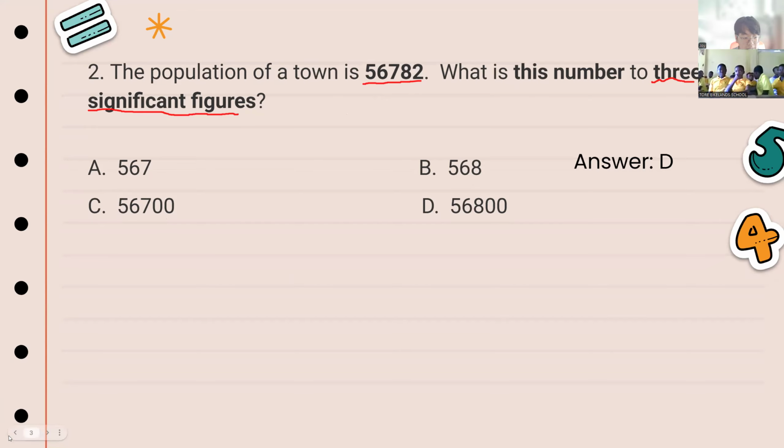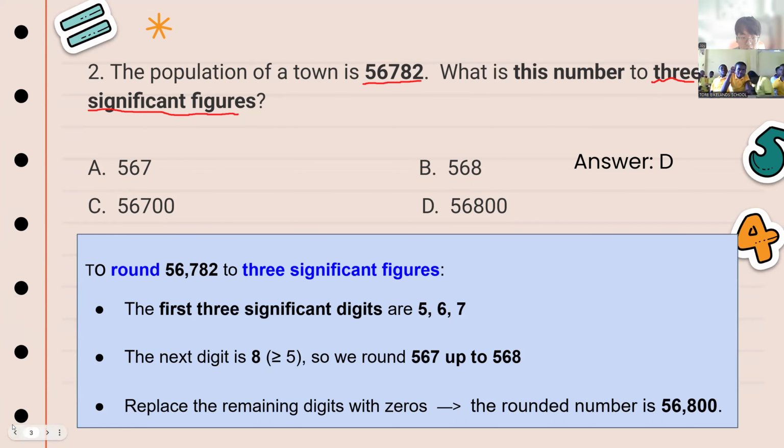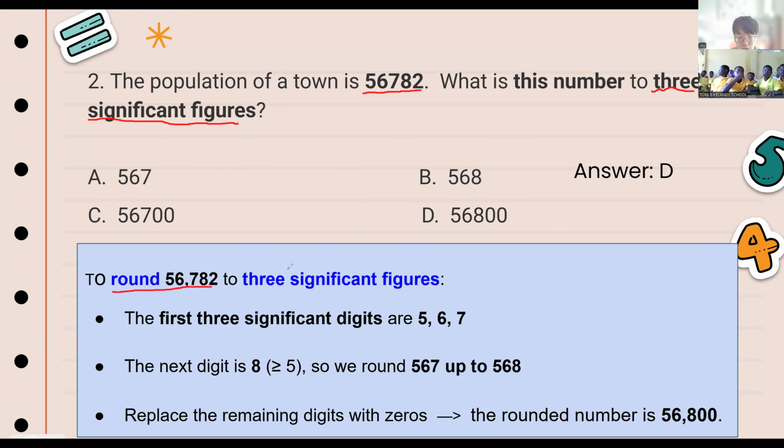Yeah, the answer is D. When it says three significant figures, I think you knew what it means. It means to round this number to the first three digits. The first three significant digits are 5, 6, and 7. So the next digit is 8, so we need to round this up.